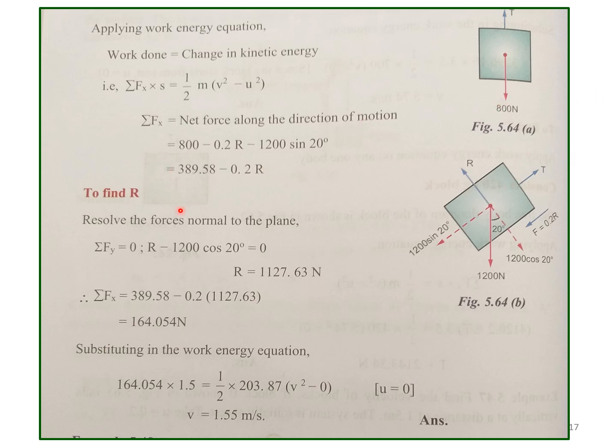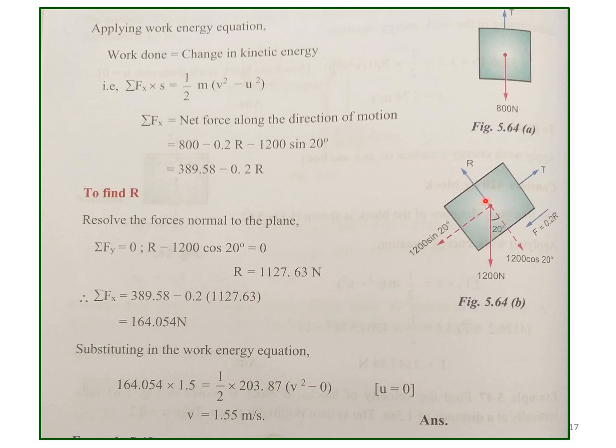So the net force will be like this. Once again I am repeating. If you take this block, the net force in the direction of the motion will be 800 minus T. And if you take this block, the force in the direction of the motion will be plus T minus 200 sine 20 minus 0.2 R. So if you add the net force for these two blocks, this T and minus T will be cancelled. Therefore the net force in the direction of the motion will be like this.